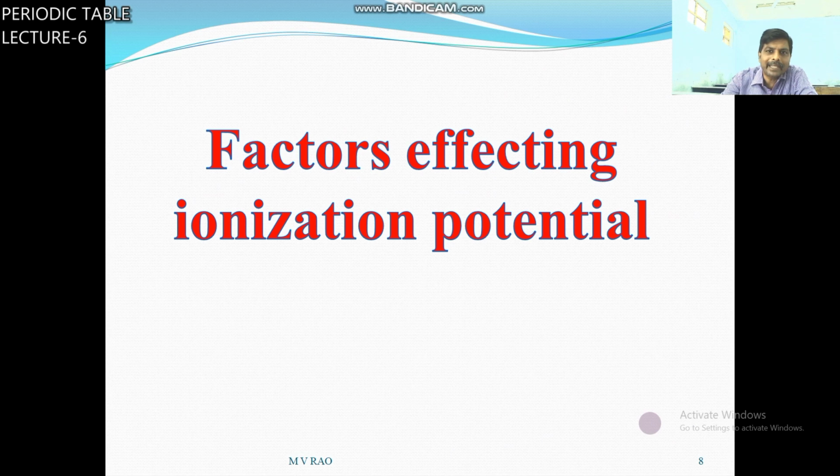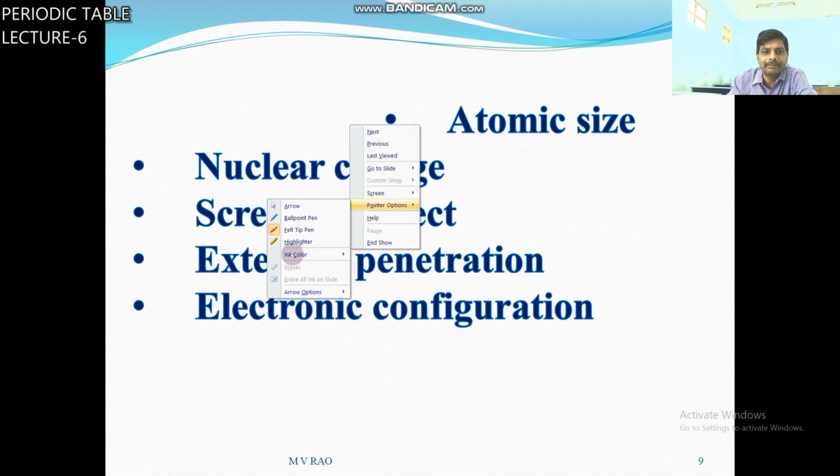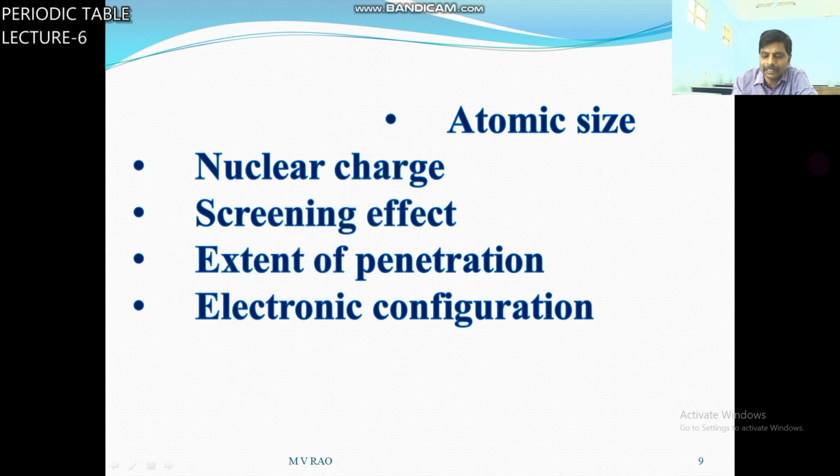Now, factors affecting ionization potential. Ionization potential depends on what factors? There are 5 factors. The first factor is atomic size. Size is inversely proportional to ionization potential.